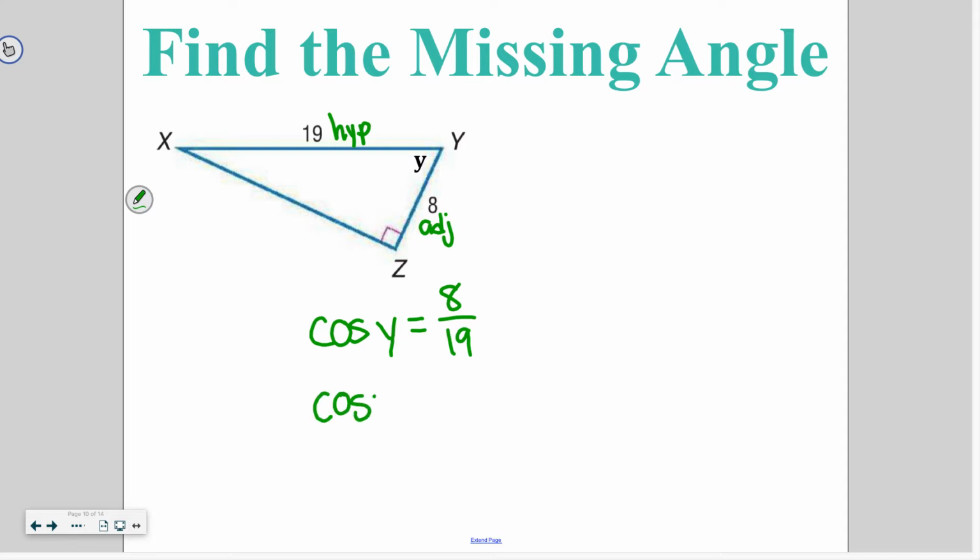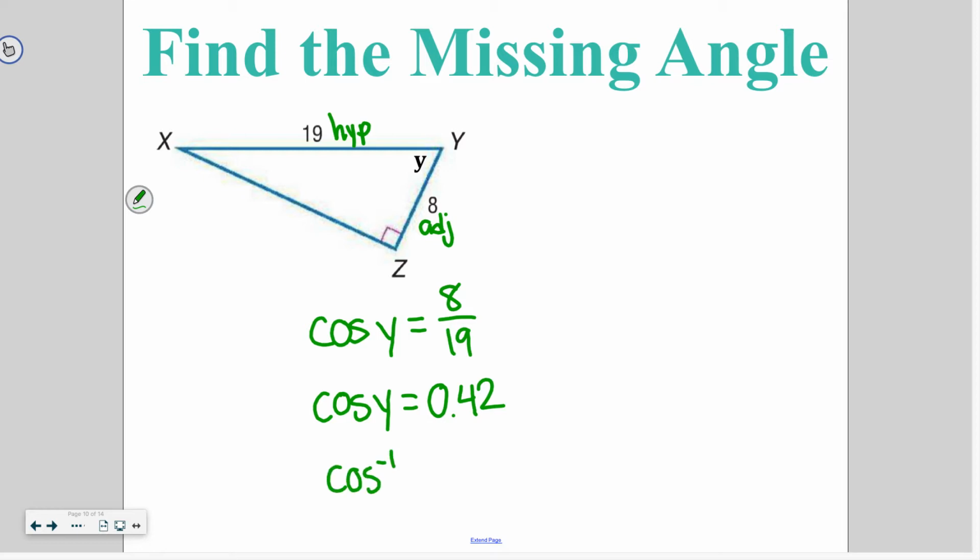So I'm going to take now the cosine of y is equal to 0.42. I'm going to do that division. 8 divided by 19 is 0.42. If you are using one of the calculators from class, you're going to hit that blue button, and then you're going to hit cosine. And it's going to give you something that looks like this.